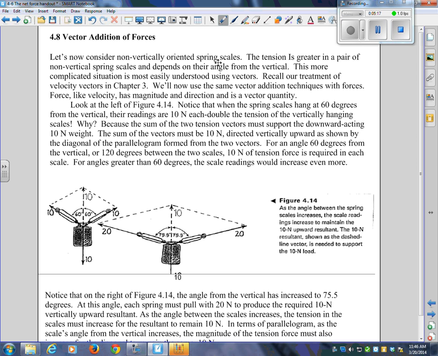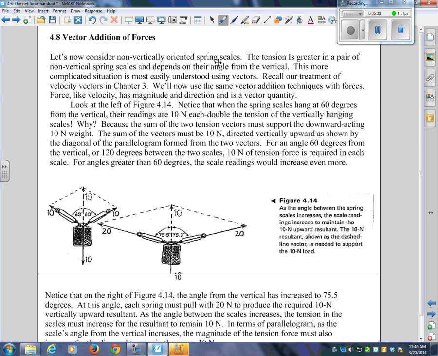The tension is greater in a pair of non-vertical spring scales and depends on their angle from the vertical. This more complicated situation is most easily understood using vectors. Recall our treatment of velocity vectors from Chapter 3. We'll now use the same vector addition techniques with forces. Force, like velocity, has magnitude and direction and is a vector quantity.